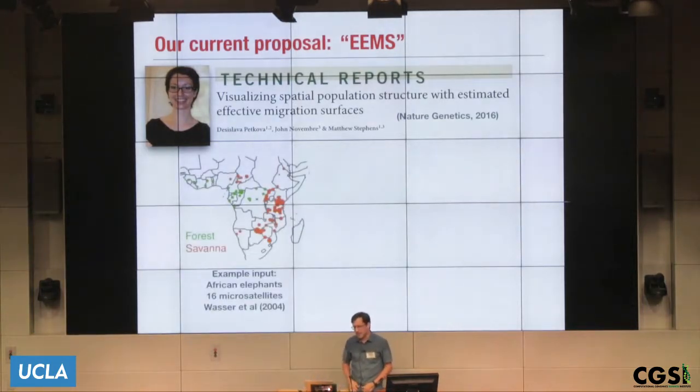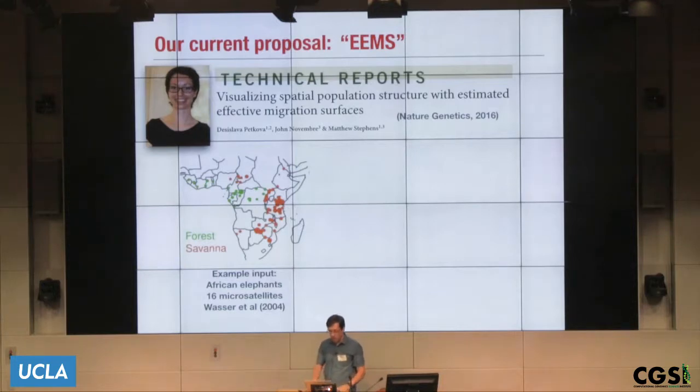So this is an example data set of African elephant DNA data from 16 microsatellites. And there are two major types of elephants in Africa, forest elephants and savanna elephants. You can see in green where the forest elephants are, and in orange, where the savanna elephants were sampled. So this is a case study where we sort of know the right answer in terms of where the genetic break is. It's between the green and the orange here. But we'd like to have a method that would help us reveal that, should we not know that it's there.